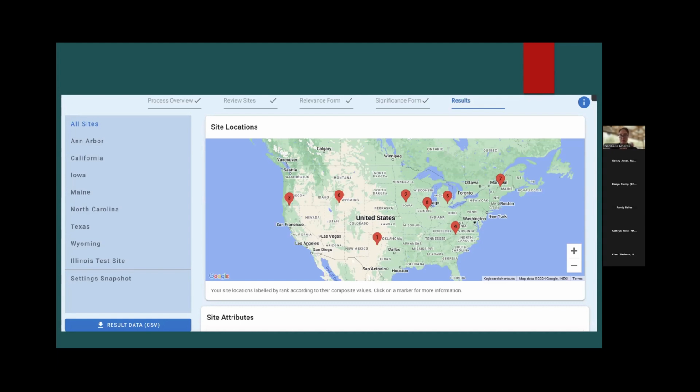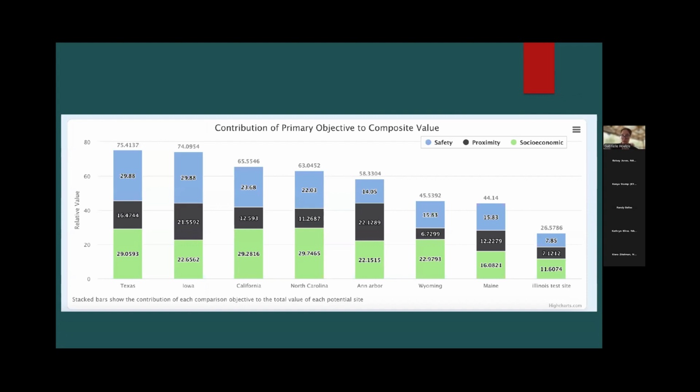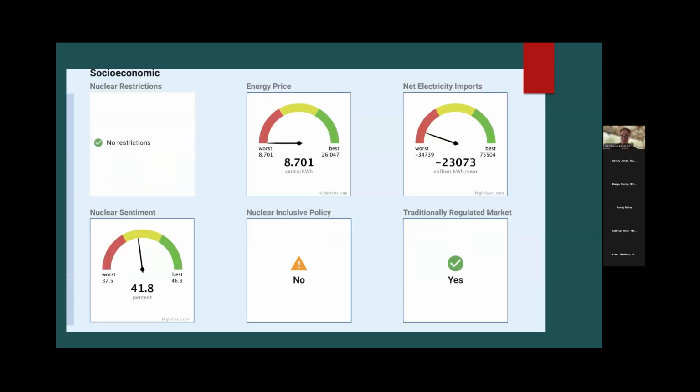Next slide, please. It ranks all of your sites across the three different categories: safety, proximity, and socioeconomic. Next slide, please. And then we give individual results for each site, so you can go through and get more detailed information. Here we're looking at the socioeconomic factors. There are no nuclear restrictions, what the energy price is from the worst to your best site, and where it falls along those parameters. Next slide, please.